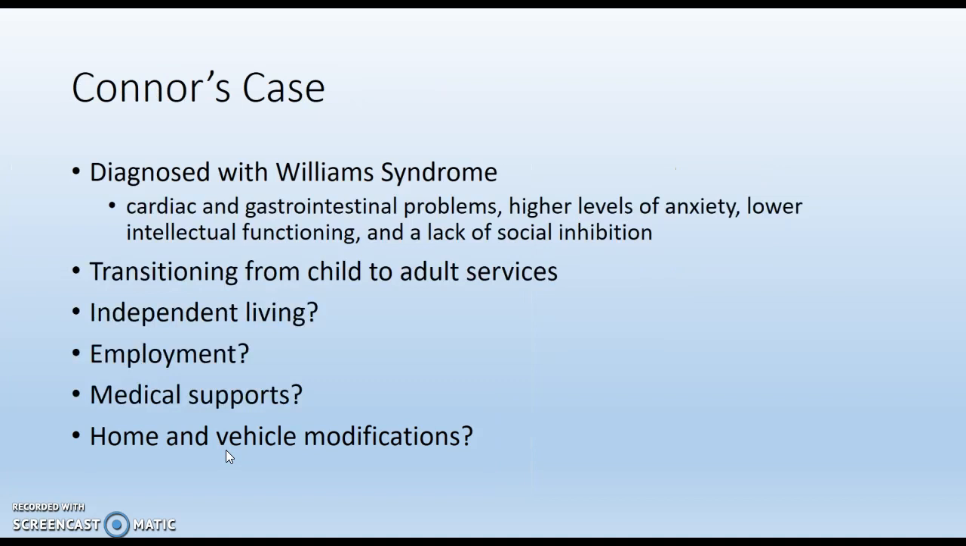So let's work through this with a case example. Let's say you are working with a kid named Connor. He is diagnosed with Williams syndrome. If you don't know what Williams syndrome is, it's an intellectual and developmental disability where some of the symptoms are cardiac and gastrointestinal problems. They tend to have higher levels of anxiety, lower intellectual functioning, and a lack of social inhibition. People with Williams syndrome are very friendly, but they do have some intellectual challenges.